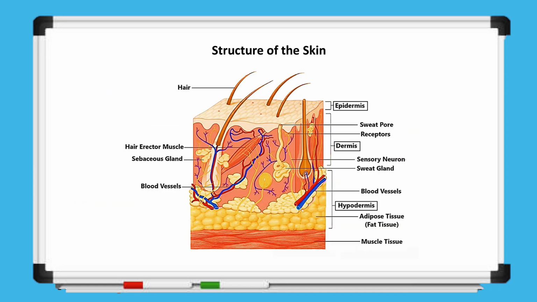Taking a closer look at the structure of the skin, several important parts can be recognized by their appearance and position. The sweat pore is the small opening of the sweat gland duct found on the surface of the epidermis. It acts as the exit point through which sweat is released onto the skin.